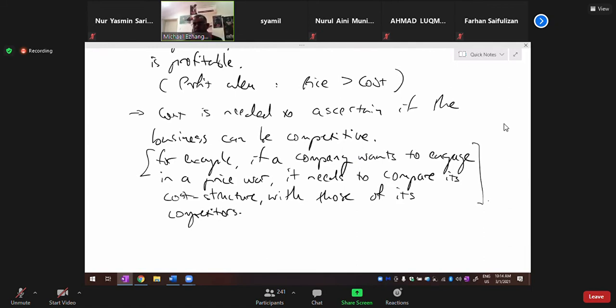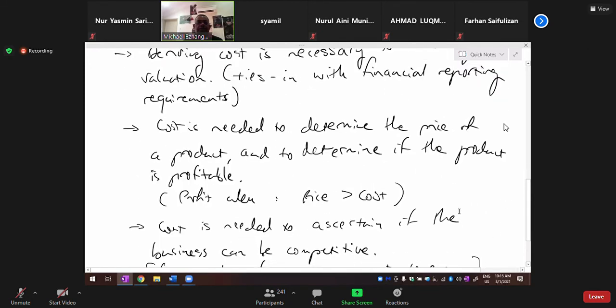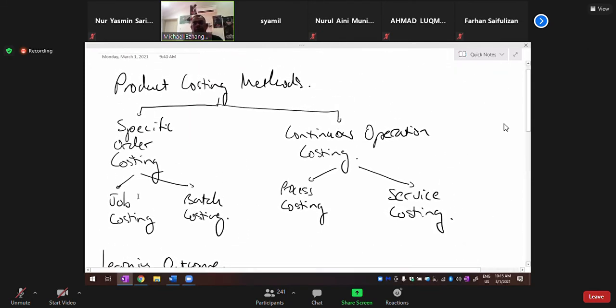All right, okay. So coming back to this part here, product costing methods. We looked at specific order costing, job batch costing. Let's recap what we've done so far.